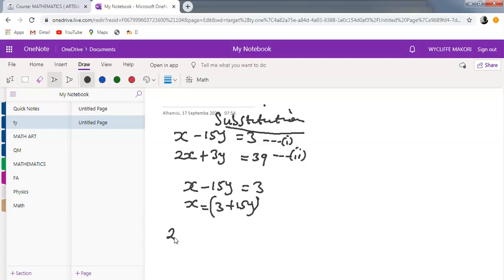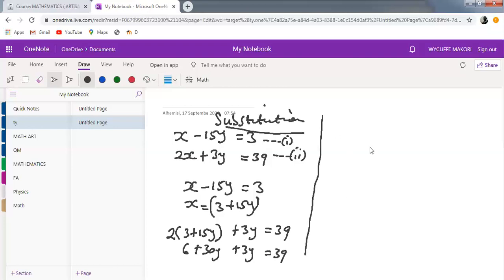So what we are going to have is actually this. It's going to be 2. Instead of x, we replace with this because x is equal to that. We replace with 3 plus 15y, plus 3y, what we had here, must give us 39. So now, if we open the bracket, we are going to have 6 plus 30y plus 3y is equal to 39.